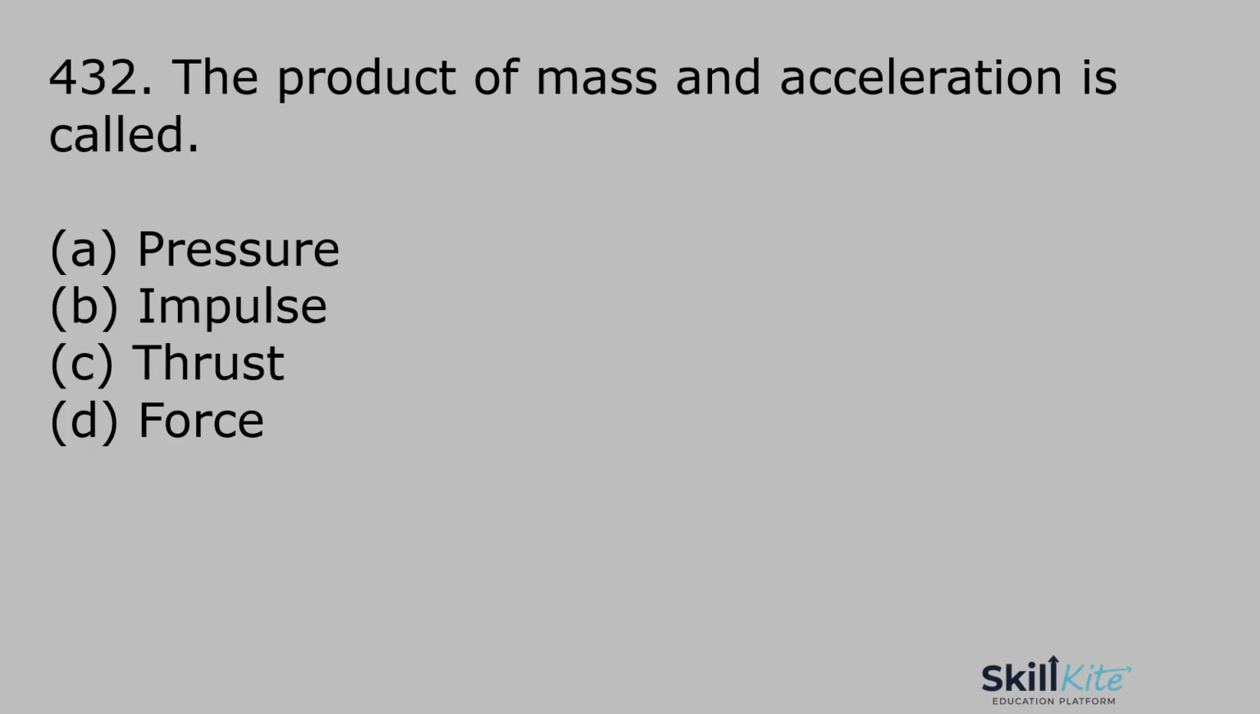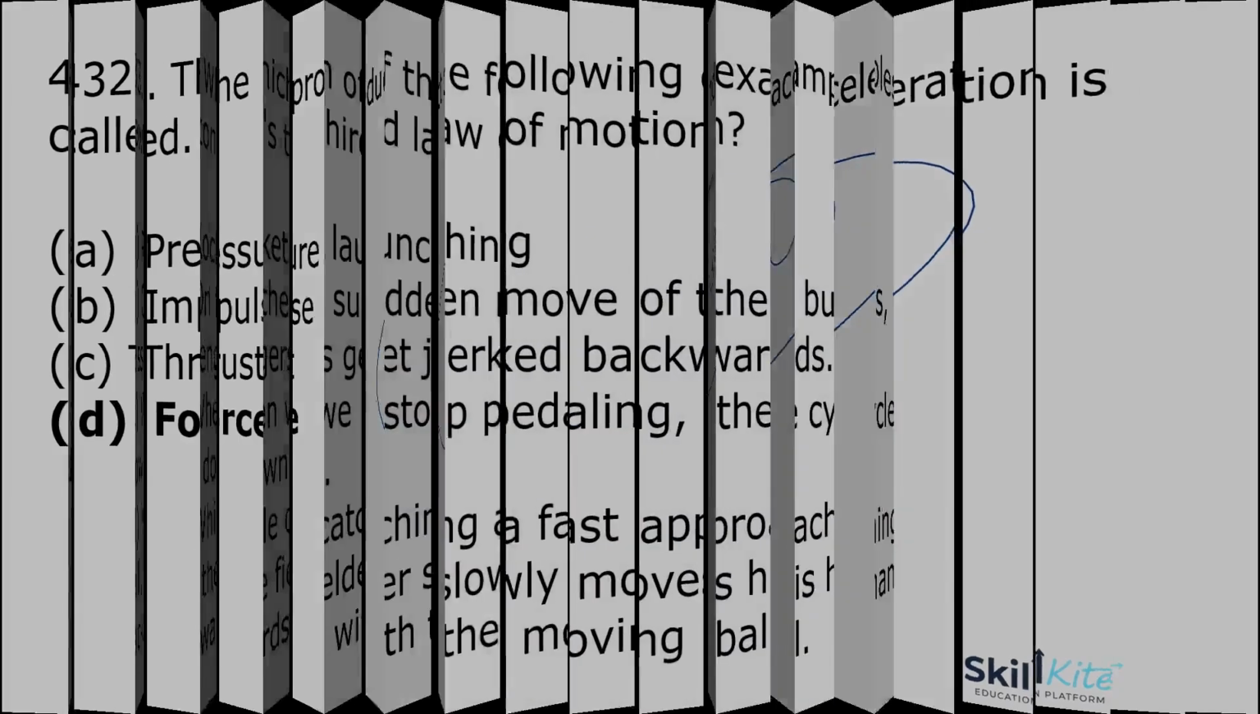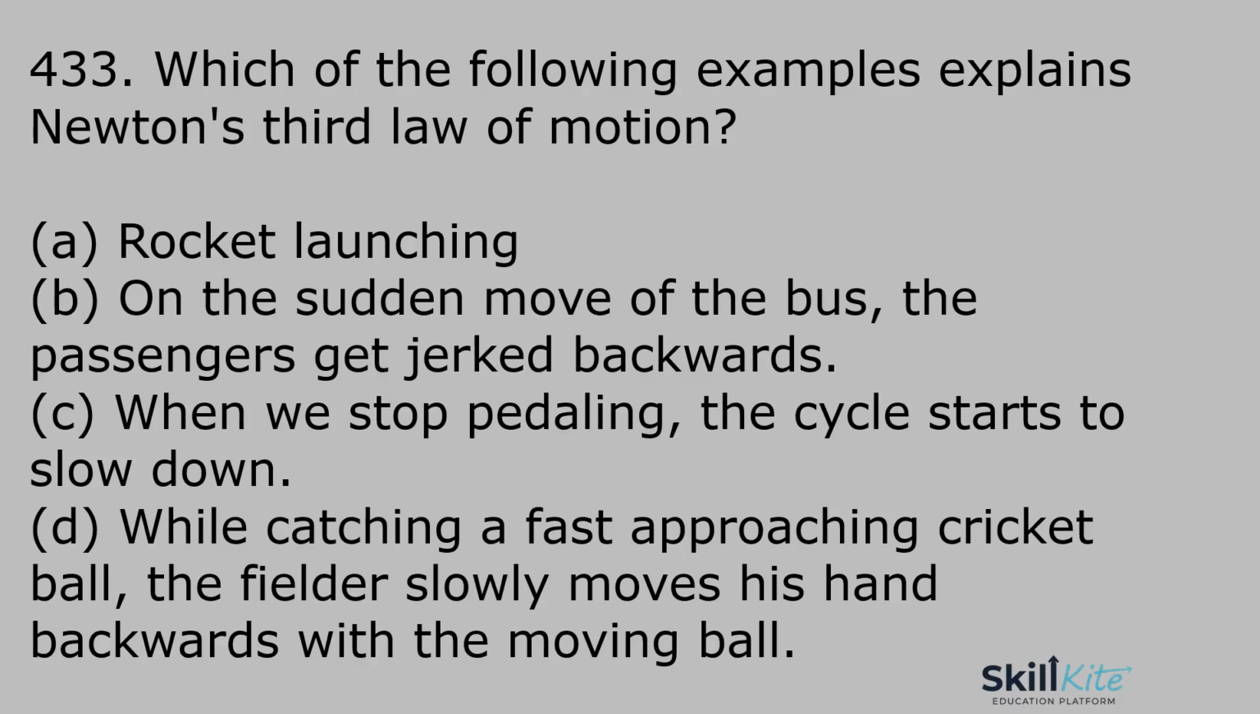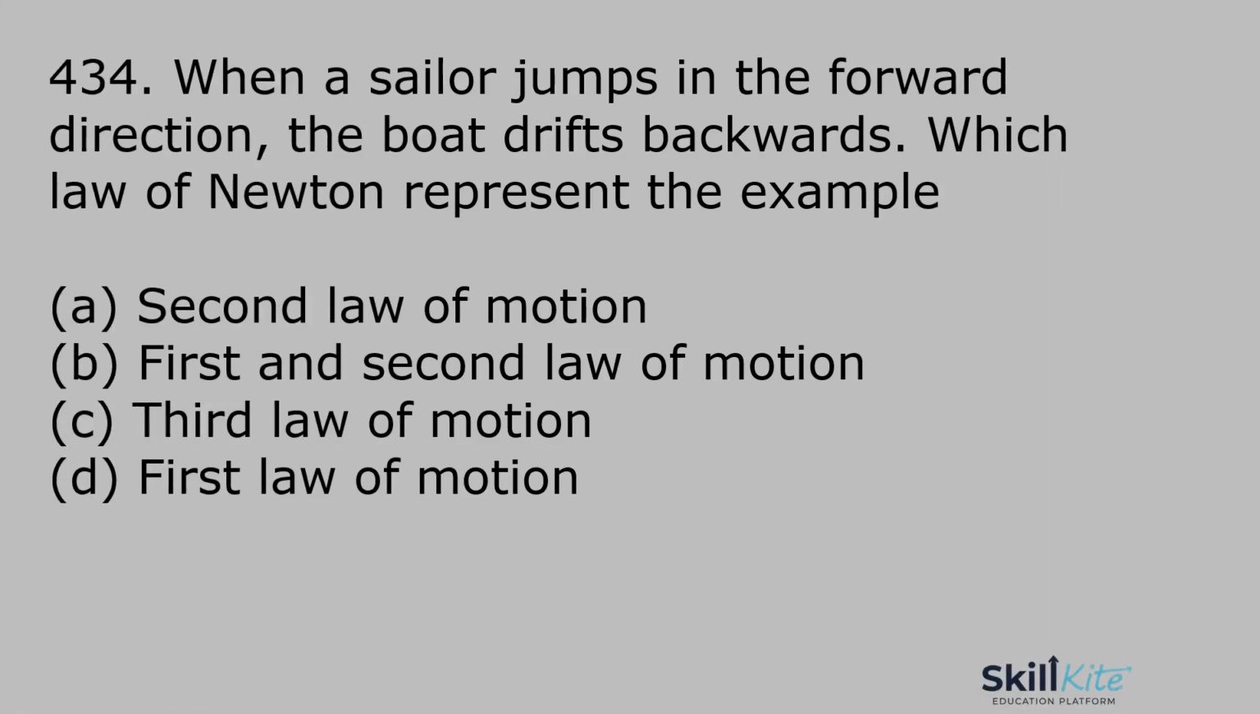The product of mass and acceleration is called force. Equals ma, that is what he asked. Which of the following examples explains Newton's third law of motion? So that is rocket launching. It's a well-known thing. When a sailor jumps in the forward direction, the boat drifts backward. Which law of Newton represents the example? That is the third law of motion.